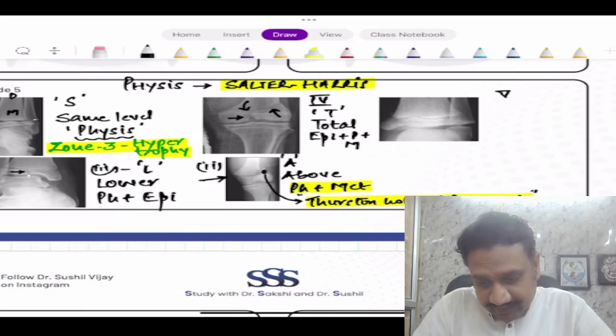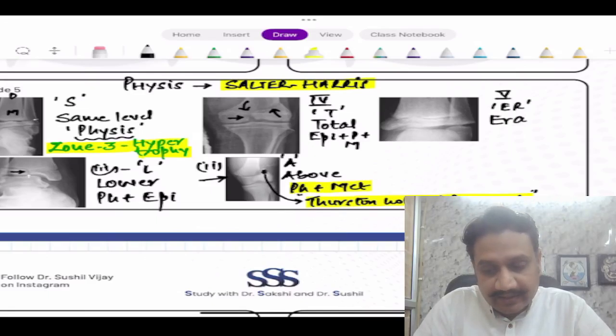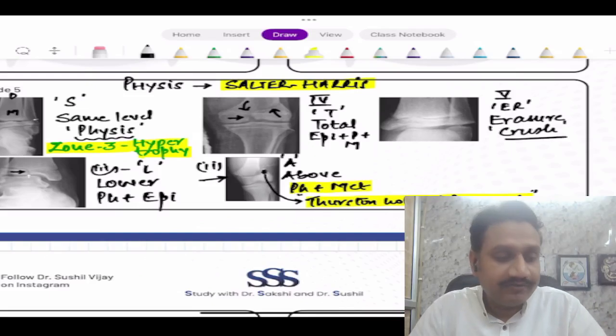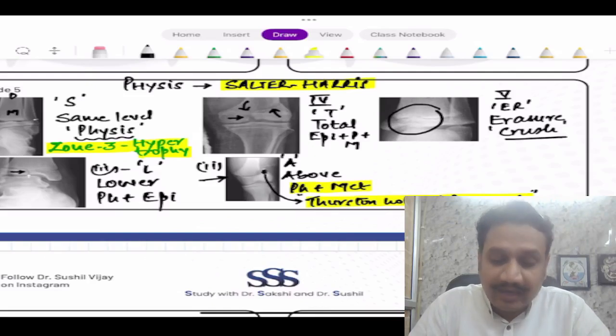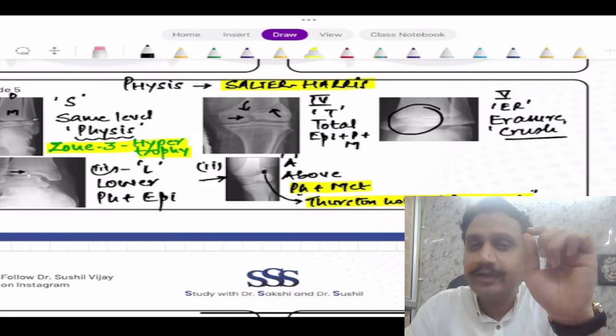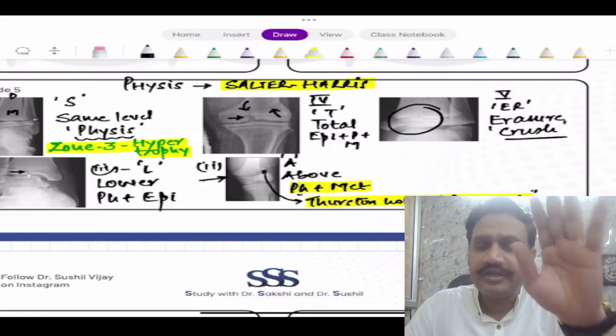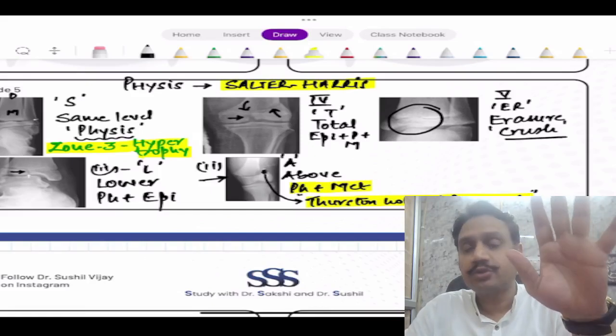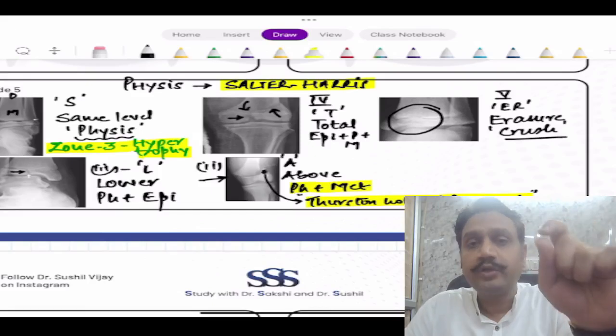And type 5 is ER. ER stands for what? It stands for eraser or crush. So it is the crushing of the physis. And definitely, when there is crushing of the physis, it has the worst prognosis. Any child who has a type 5 injury will definitely have damage to the growth plate and the growth will not happen.